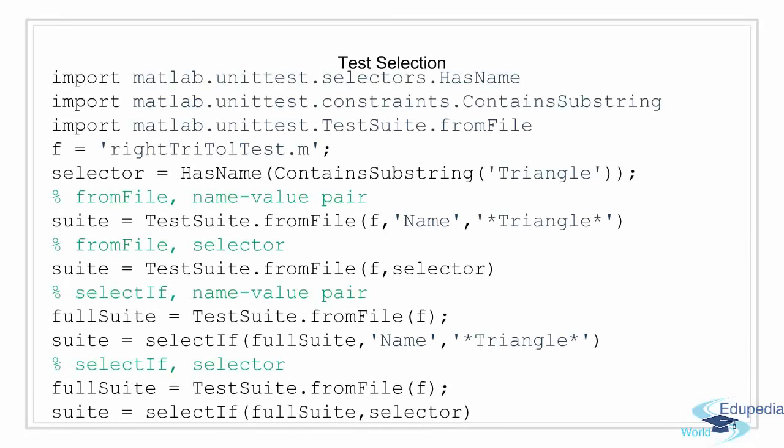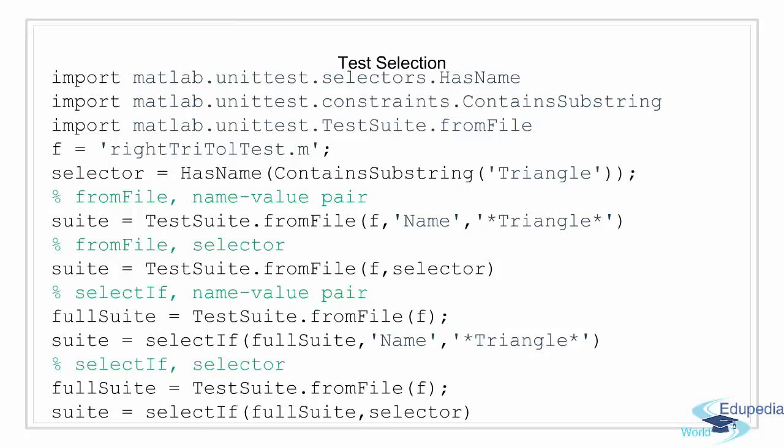Another additional option that is available is test selection. With an explicit test suite, you can use selectors to refine your suite. Several of the selectors are applicable only for class-based tests, but you can select tests for your suite based on the test name. You can use the name value pair argument in a suite generation method such as from file. Here I have done the same by passing the name value of triangle.